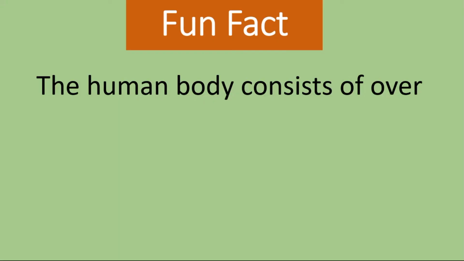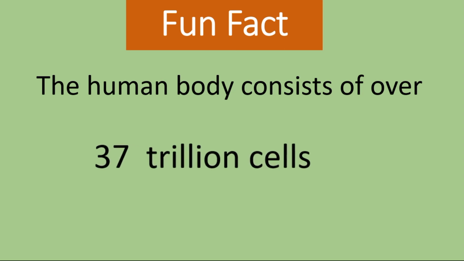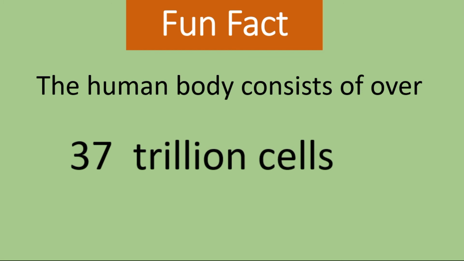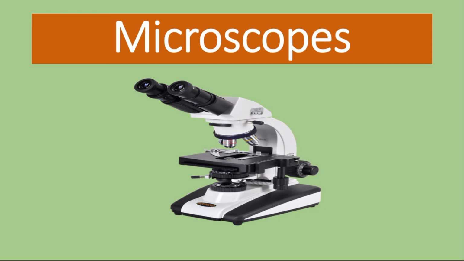Here's a fun fact. The human body consists of over 37 trillion cells. Now, if our body is made up of over 37 trillion cells, you could only imagine how tiny one cell is going to be. Cells are so small that they can only be seen under a microscope. So cells are described as microscopic. There are only a few cells that are visible with your naked eye.